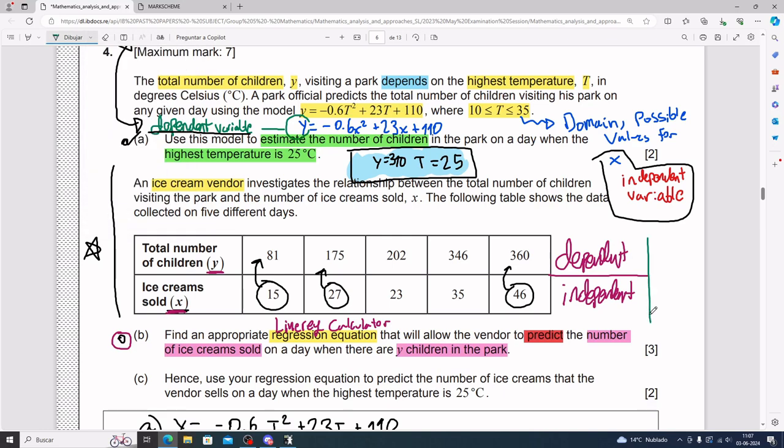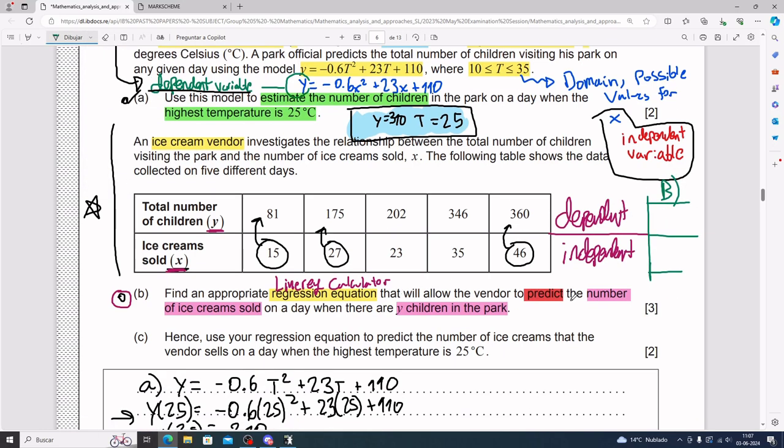But for part B, it's very interesting because it tells you that you need to make a regression equation that will allow the vendor to predict what? Predict the number of ice creams sold. And so suddenly what you're predicting is the number of ice creams, so your dependent is number of ice creams. Will you look at that? On a day where there are Y children in the park, so this is what explains, right? And so this is now your independent.